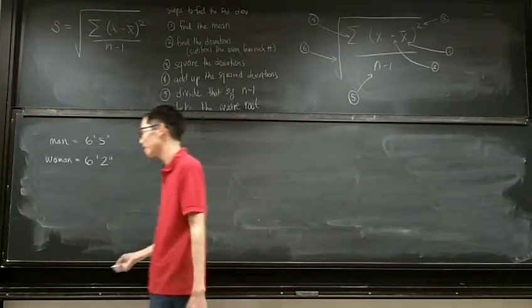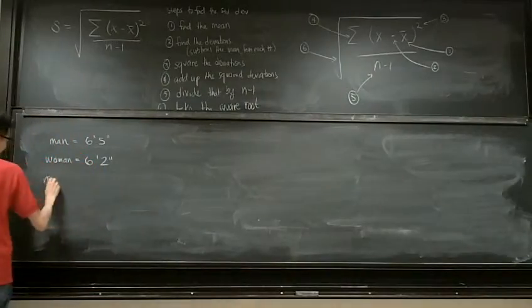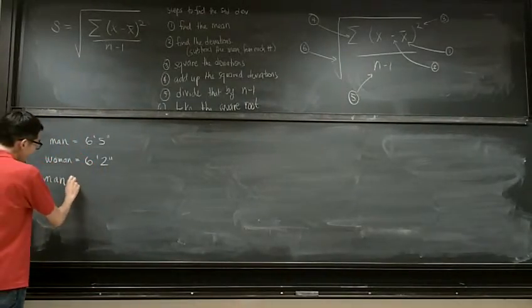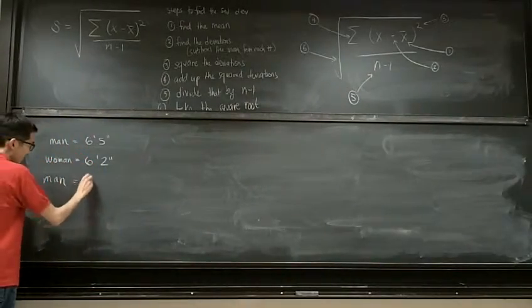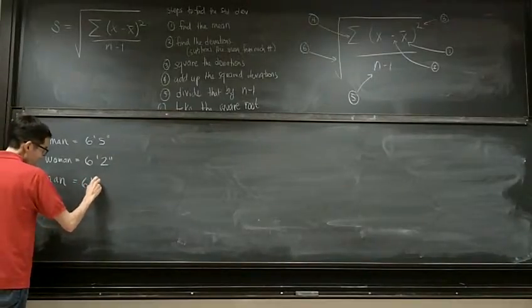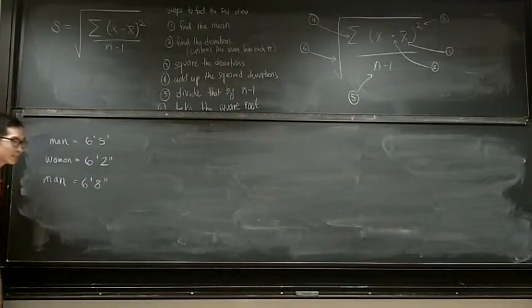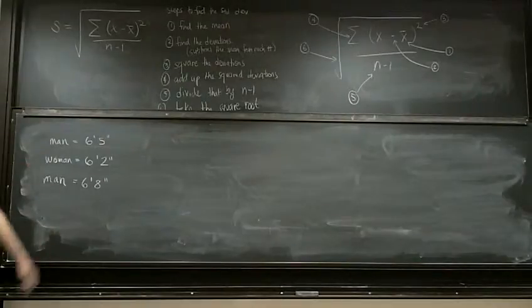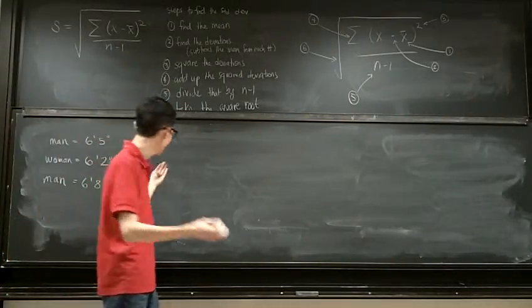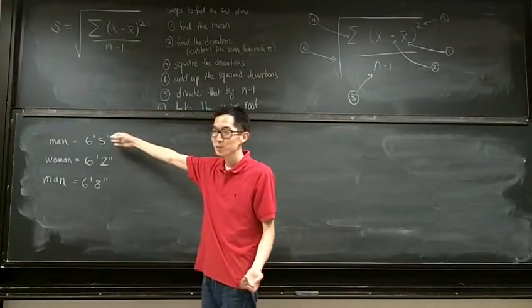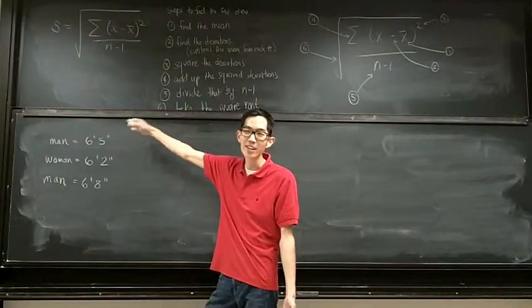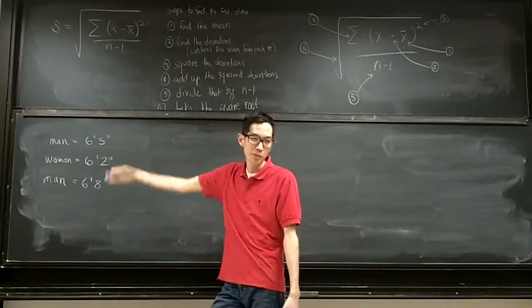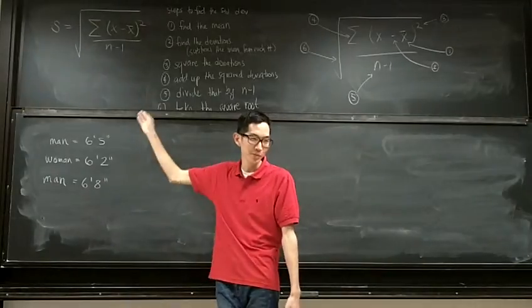And then someone else comes along and says, oh yeah, I saw a man, and he was 6'8", okay? All right, so this guy concedes defeat. He says, all right, your really tall man is taller than my really tall man.